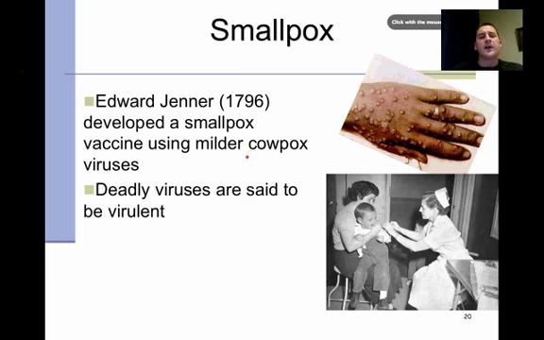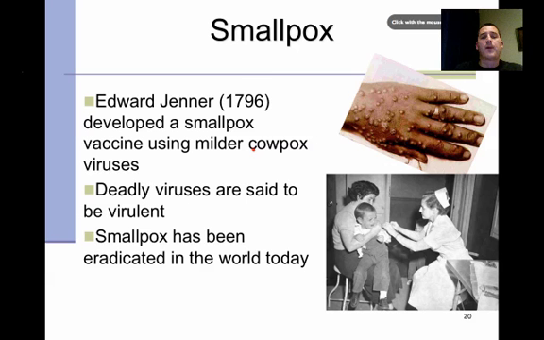If a virus is said to be deadly, it's said to be virulent, which means it'll kill you. And smallpox used to be very virulent. It had a high mortality rate. Most people that got it died of it. But today it's been eradicated due to vaccinations and better healthcare systems.